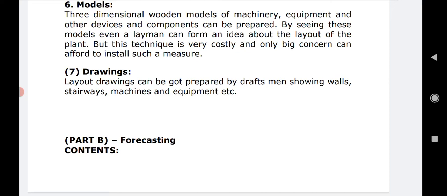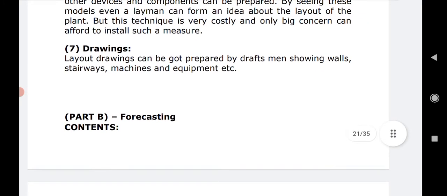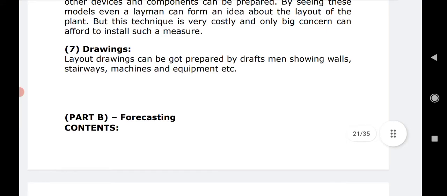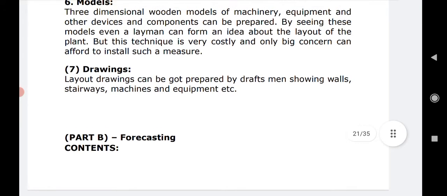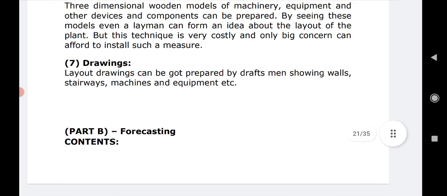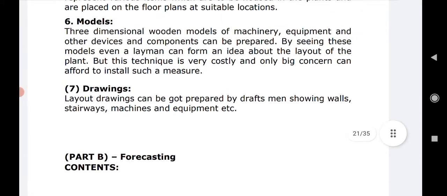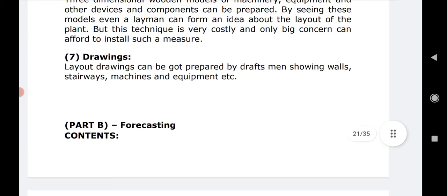So this technique has only one limitation: it may be very costly, and only big concerns can afford it. Otherwise, most of the time it takes a lot of investment in installing such models, so it is generally avoided. Generally, the layout is shown with the help of a process chart or operation chart.